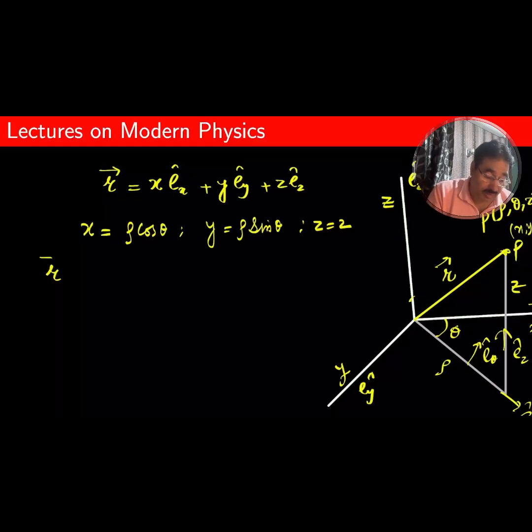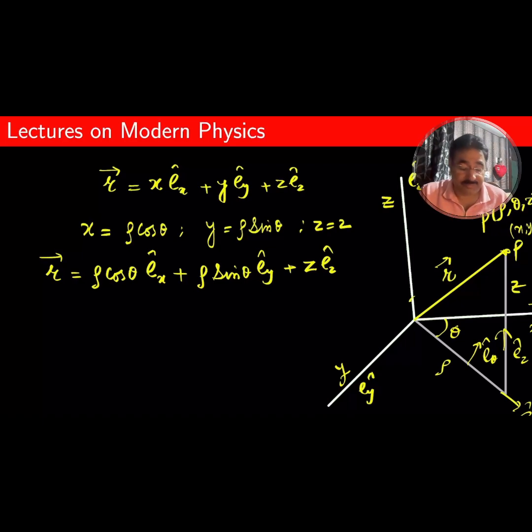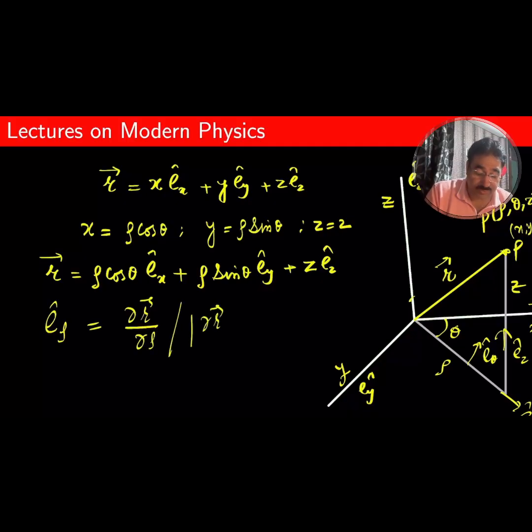So I can write r is, for x I write rho cos theta ex, plus y is rho sine theta ey, and then I write z ez. Same thing, nothing different there. Fine, brilliant. I would like to define my unit vectors. What is e rho? How would you get e rho? You will have to differentiate r with respect to rho, and then divide by the magnitude.